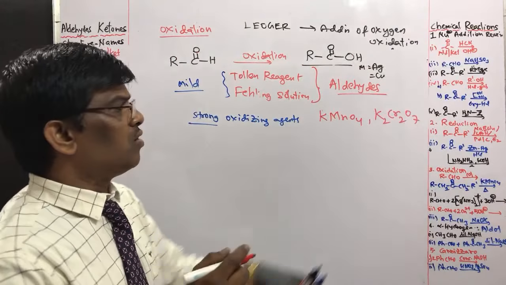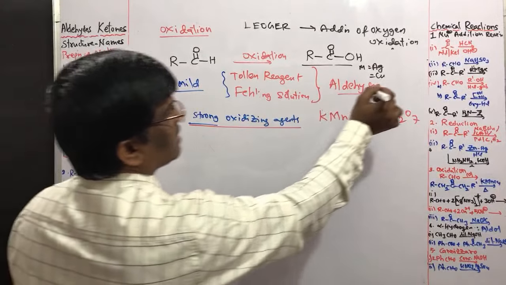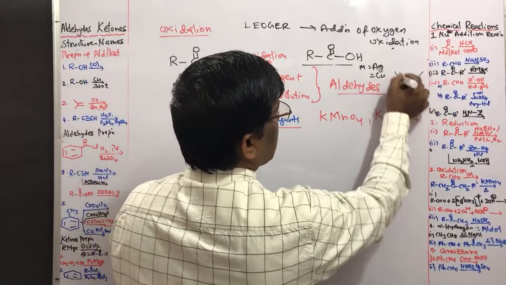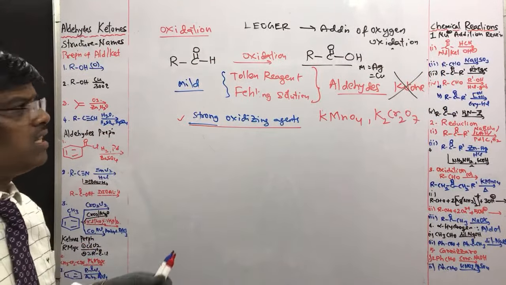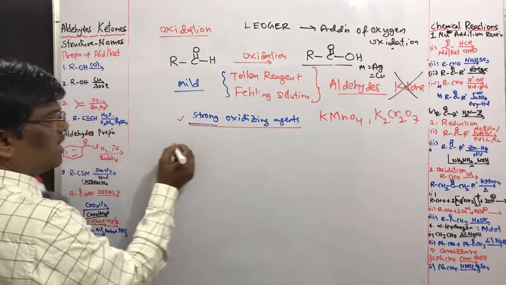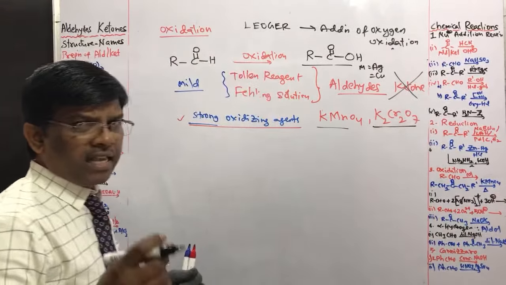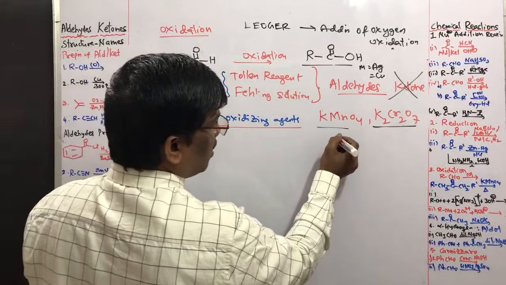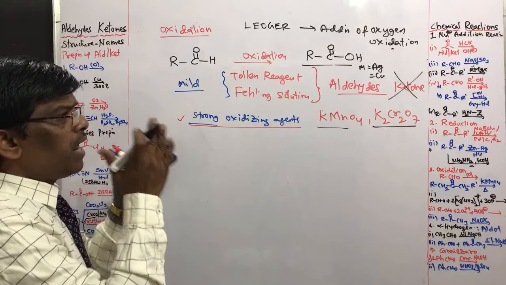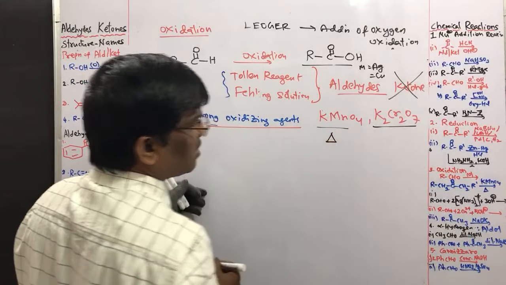But ketones undergo oxidation only with strong oxidizing agents. Ketones do not give this test; they remain intact. Ketones are not oxidized using Tollens and Fehling's solution. So strong oxidizing agents, such as KMnO4 or potassium dichromate, oxidize ketones. At the same time, they give a mixture of compounds because the molecule breaks in different ways, and it requires heating conditions.